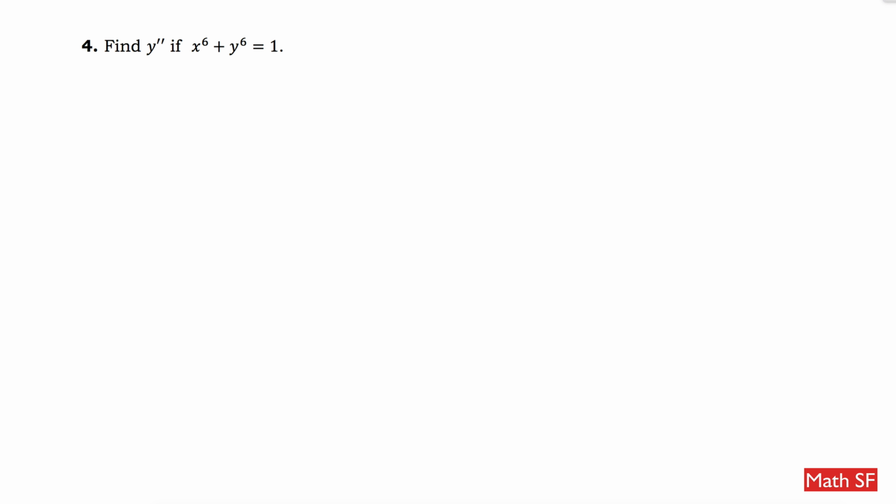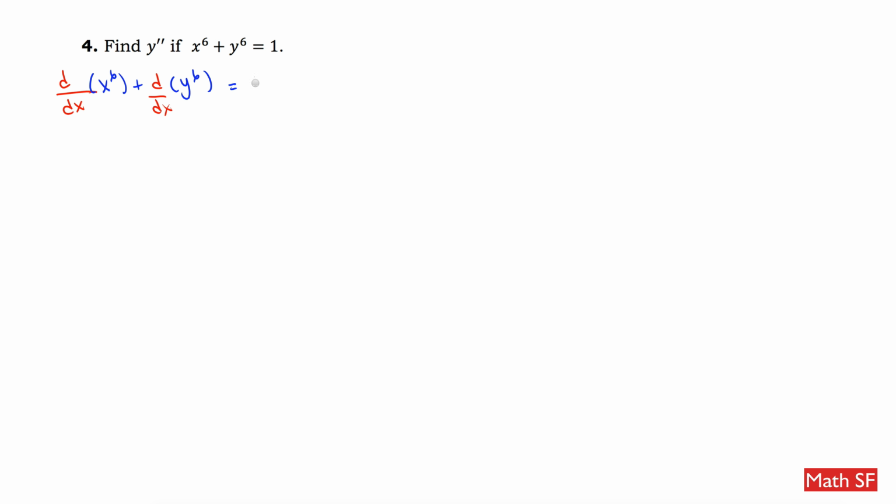Now let's do problem number 4. In problem number 4, they're asking you to find the second derivative of x to the 6 plus y to the 6 equals 1. So what are we going to do here? We're going to use implicit differentiation again. So we're going to take the derivative of each side. If I take the derivative here, I'm going to rewrite it: d over dx of x to the 6, taking the derivative of each term.